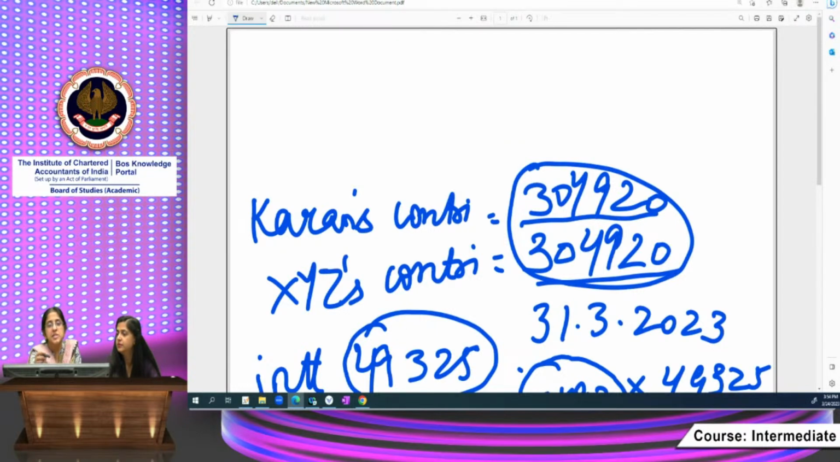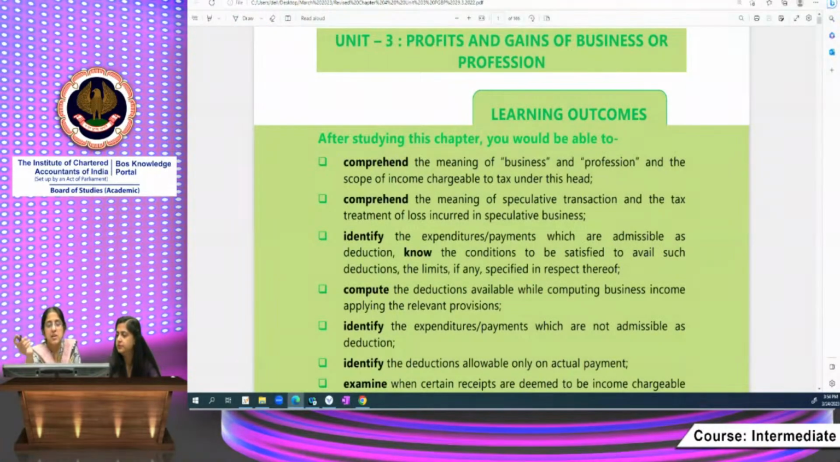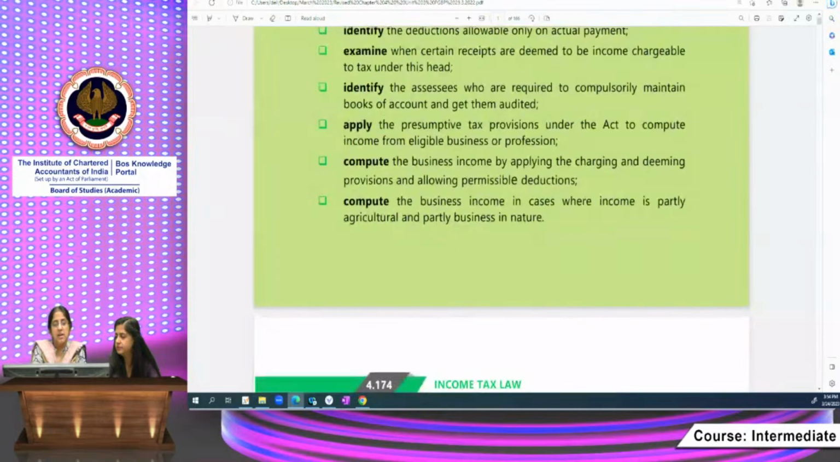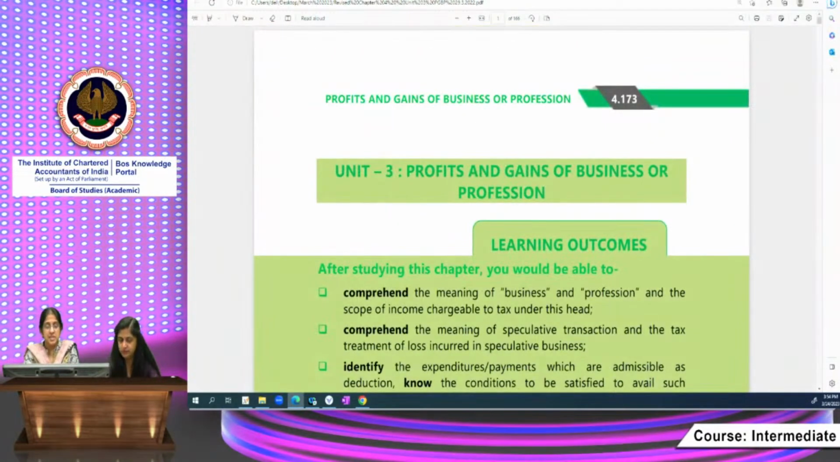Which one now? PGBP. Okay. Now comes profits and gains of business and profession.